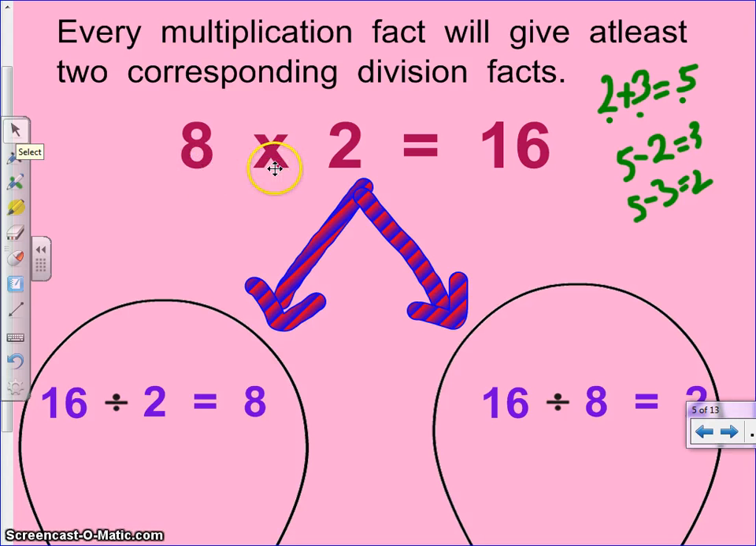So if I know that 8 times 2 equals 16, then if I look at a problem like 16 divided by 2 or 16 divided by 8, I should easily be able to figure that out because I know my multiplication facts.